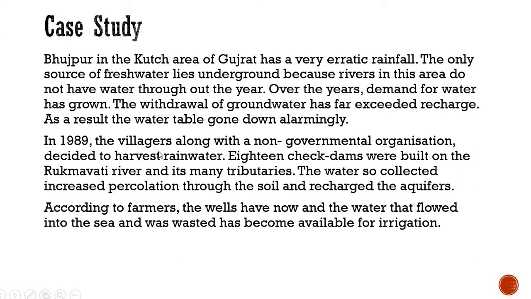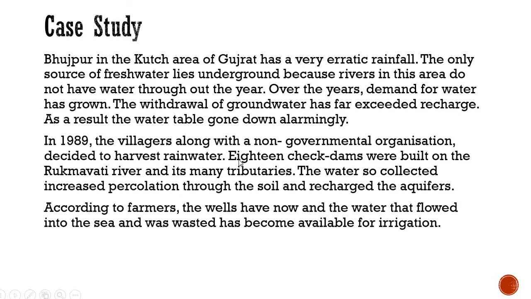In 1989, the villagers, along with a non-governmental organization, decided to harvest rainwater. At that time, the people realized the value of the rainwater harvesting system, and they started practicing it. 18 check dams were built on the Rukmavati river and its many tributaries. The waters were collected to percolate through the soil and recharge the aquifers.